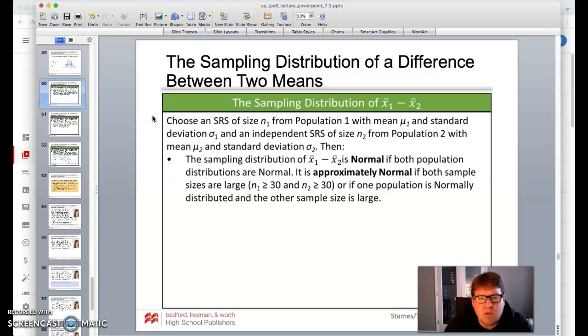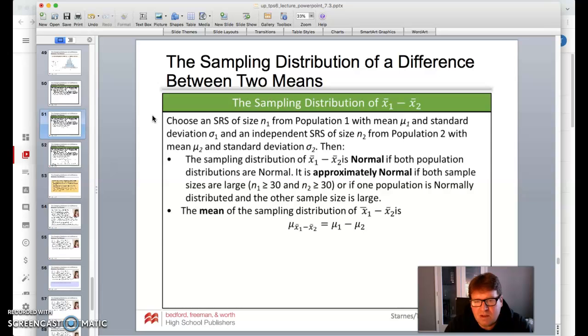Now, the result of this is that if we choose a simple random sample of size n from population 1, with its mean and standard deviation, and the same thing for population 2, the sampling distribution of the difference of means is normal if both population distributions are normal. It's approximately normal if both sample sizes are large, bigger than 30, or if one population is normally distributed and the other sample size is large. In this case, they're both normal. So to find the mean of the difference, just take the difference between the population means.